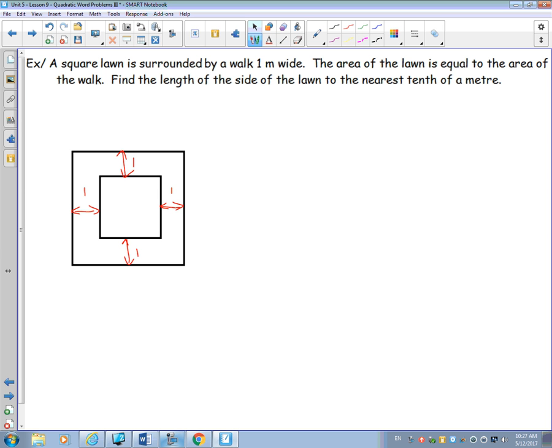The area of the lawn is equal to the area of the walk. So the lawn equals the walk. Okay. Find the length of the side of the lawn to the nearest tenth of a meter. How big is the lawn itself? I don't know. That's what I'm being asked to find. So that's where my x comes into play. The lawn is x by x. Remember, it's a square. Well, that means that the area of the lawn is x times x, so in other words, x squared. And we said that the walk is the same size, so x squared.